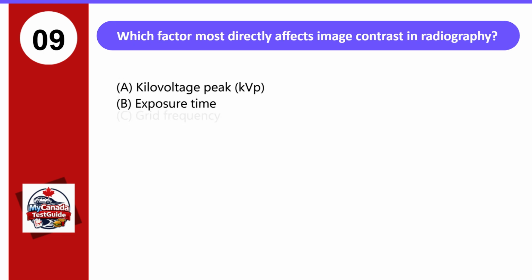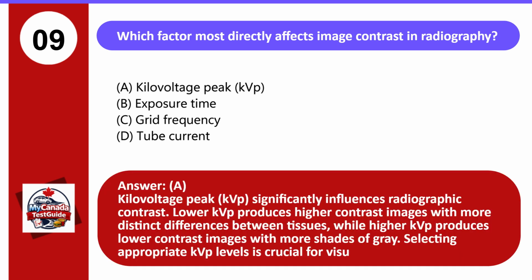Which factor most directly affects image contrast in radiography? A. Kilovoltage peak, kVp. B. Exposure time. C. Grid frequency. D. Tube current. Answer, A.